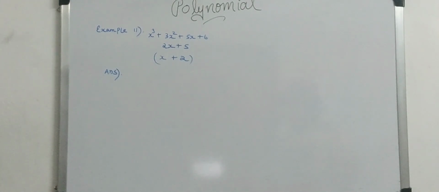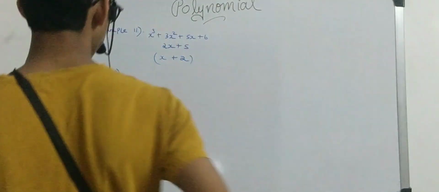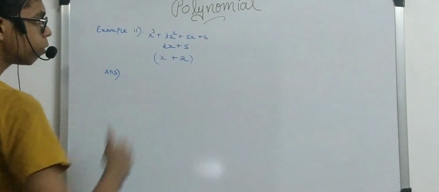According to the factor theorem, if p of x is a polynomial of degree n greater than or equal to 1 and a is any real number, then x minus a is a factor of p of x if p of a is equal to 0, which means we have to show that the remainder becomes 0. Then the given polynomial will be a factor of it. Here you have been given x plus 2, so we have to see whether x plus 2 is a factor of this.